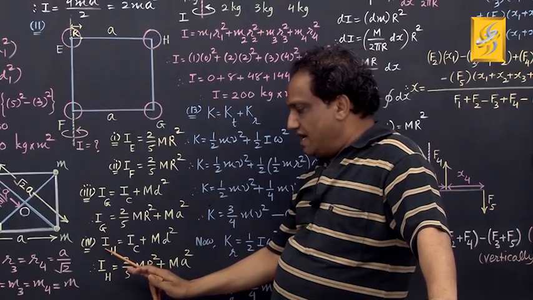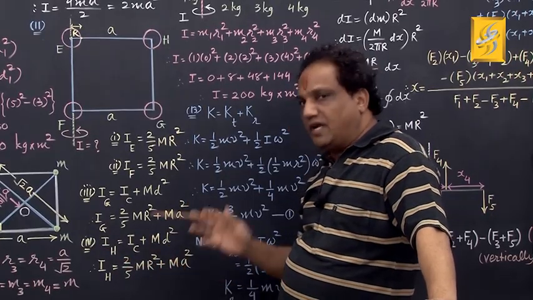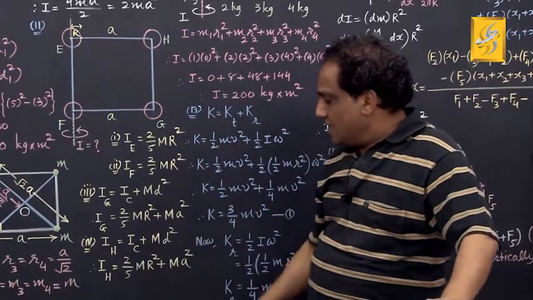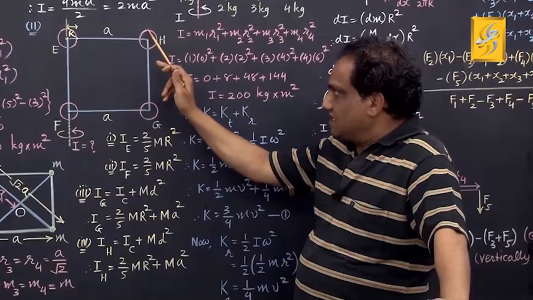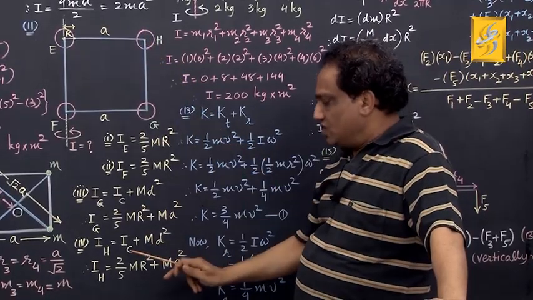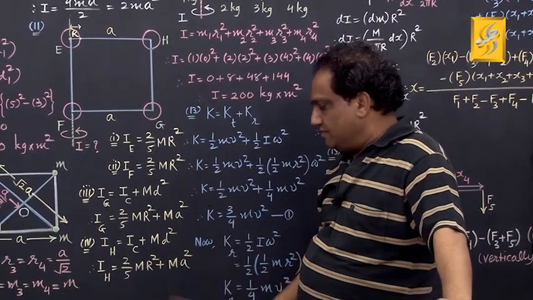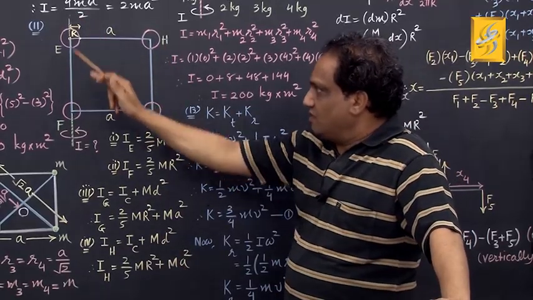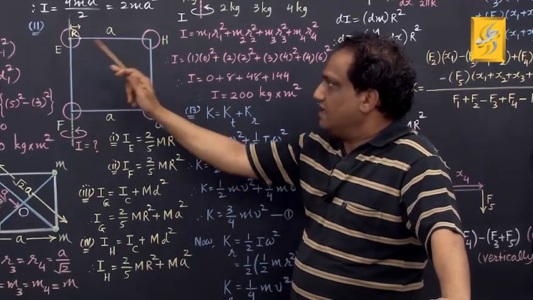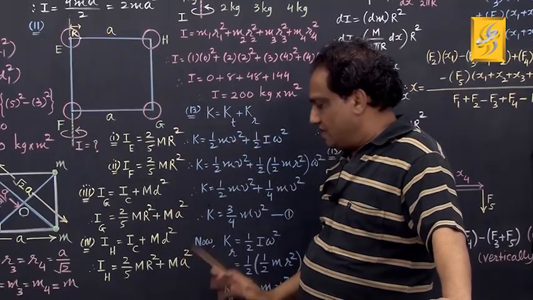Now similarly IH also equals to IC plus MD square according to parallel axis theorem. Come on, what is IC? Moment of inertia of this sphere about this axis passing through its diameter, which is 2 by 5 mr square plus m as it is. What is this d? Perpendicular distance between these two parallel lines, and it is a. So it is a square.